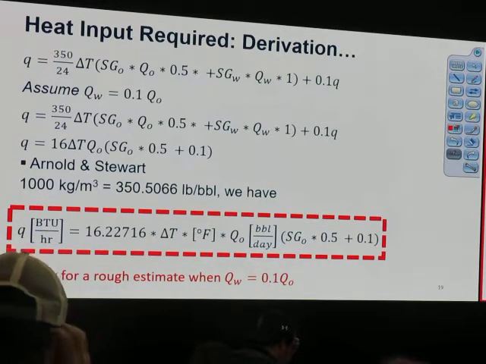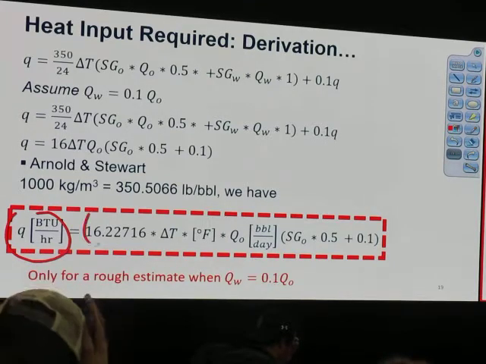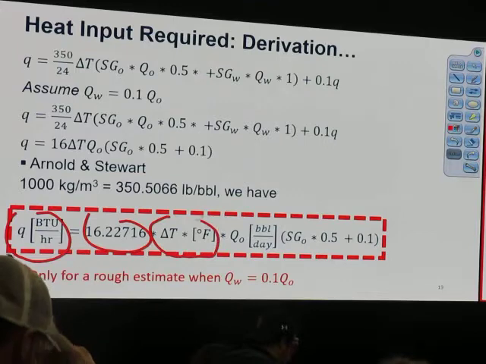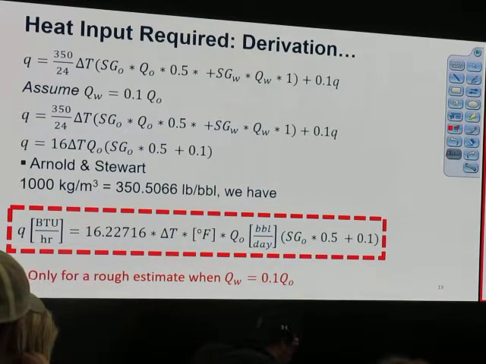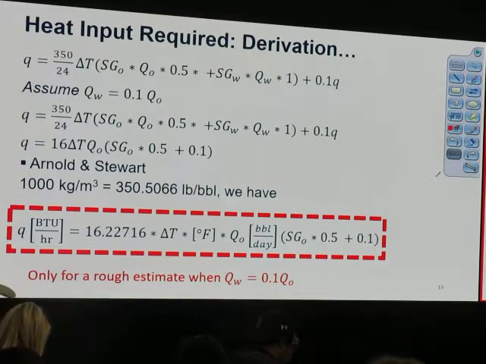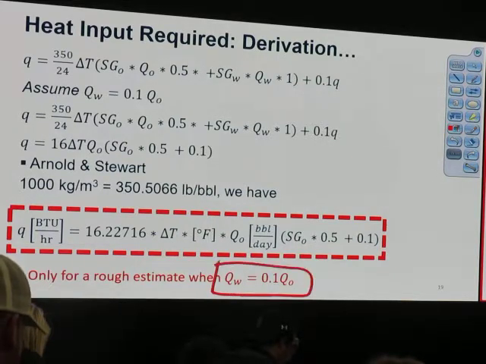Okay, oh, it's already in the red box. Amount of heat, BTU per hour, equals some coefficient multiplied by delta T in Fahrenheit, multiplied by the volumetric flow rate of oil, multiplied by the specific gravity of oil times 0.5, plus 0.1. This is just a quick calculation under the assumption that water flow rate is about 0.1 or 10% of oil flow rate.